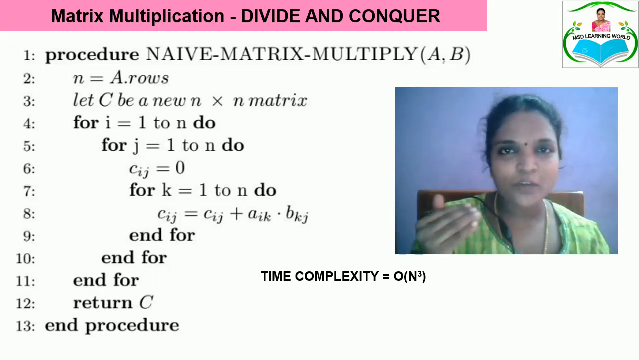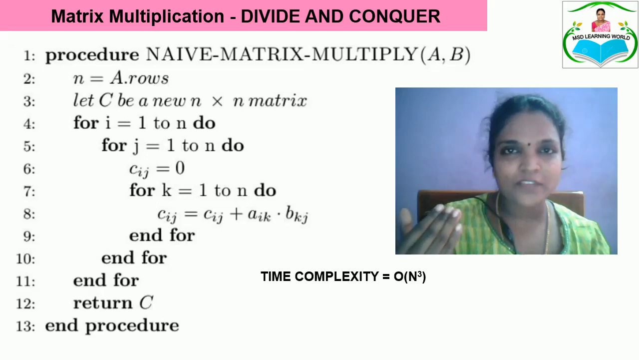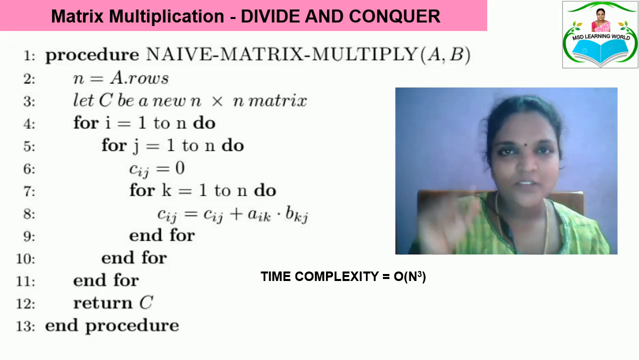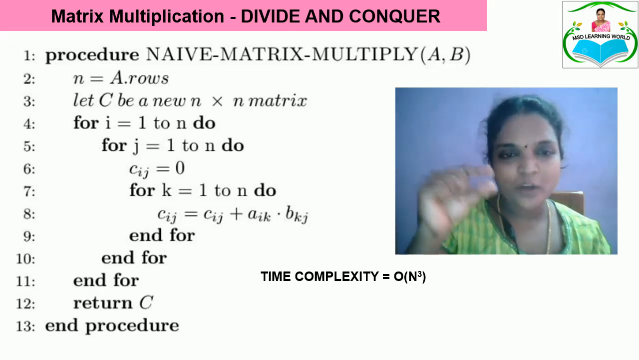Now the i loop is going to be executed n times, based on the number of rows present in matrix A, and j is going to run n times, based on the number of columns in matrix B. Now the value of Cij is initialized to 0. Initially i and j are 1, so that represents the first row with the first column.